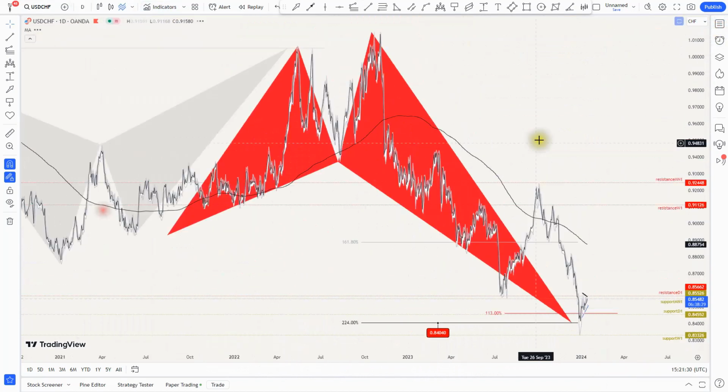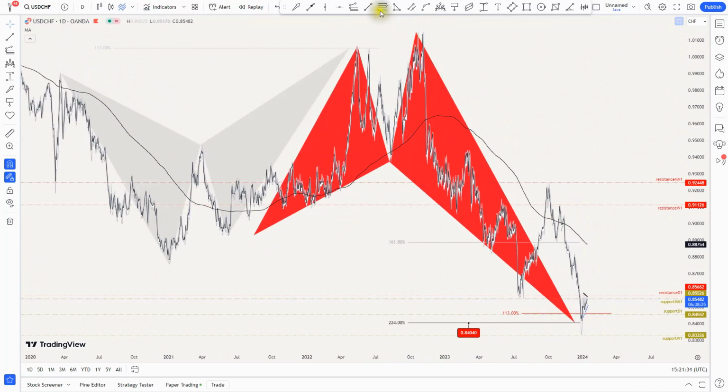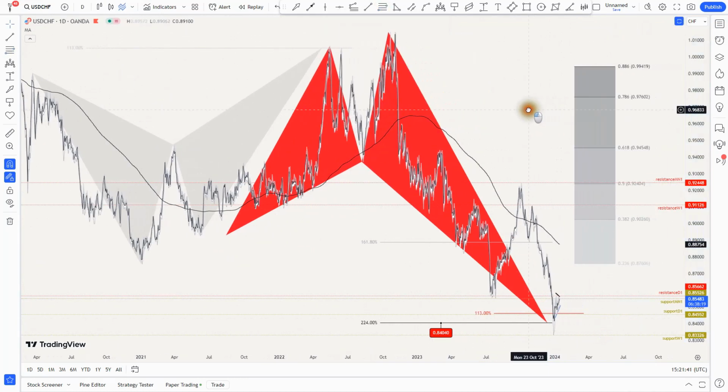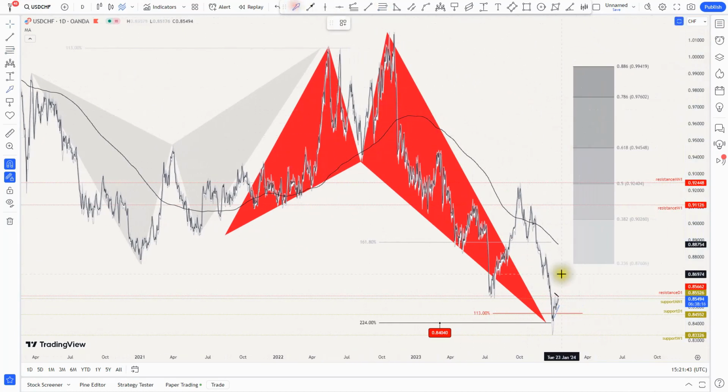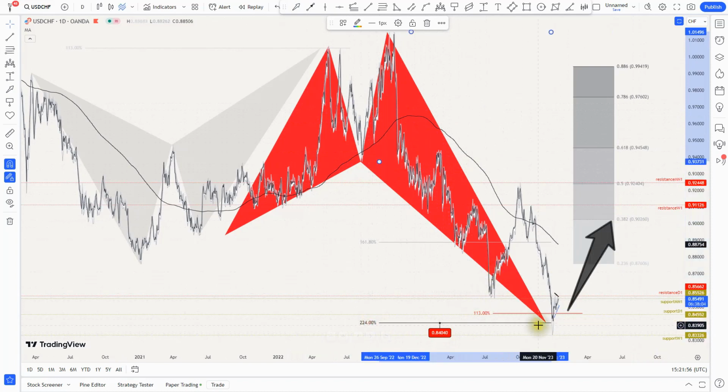So dollar CHF, let's move forward. One of the charts that I have to share with you on a daily time frame. I shared already, I believe, this chart before. So we are tracking a move to the upside towards a 38% Fibonacci retracement. It may take some time. 90.26. So this is a default target for that bullish shark pattern, completed at 84.04, the 224% Fibonacci extension.